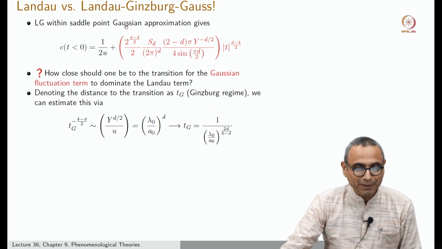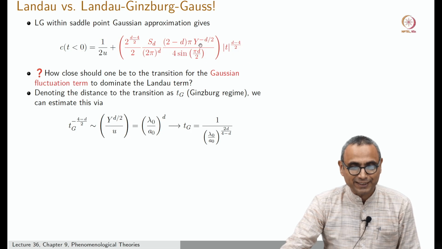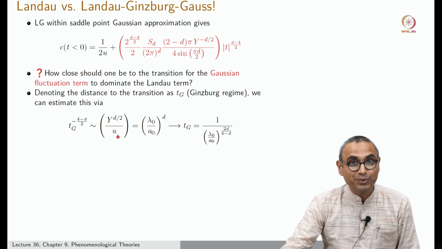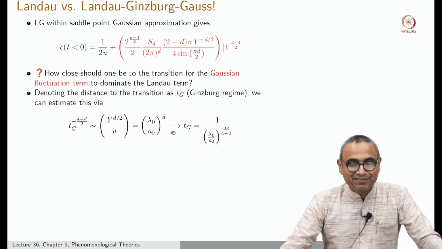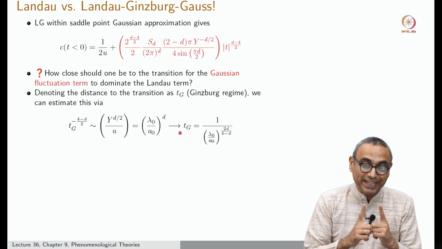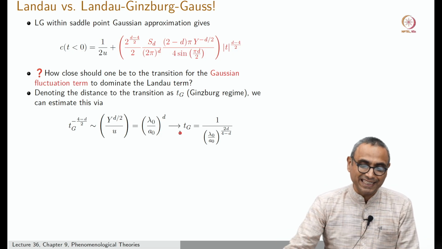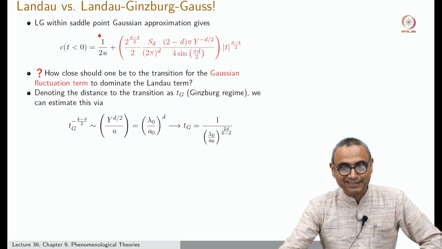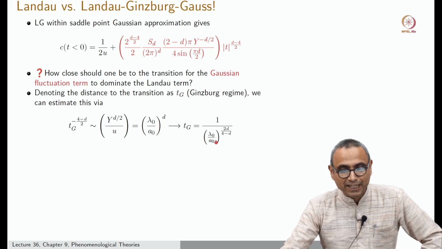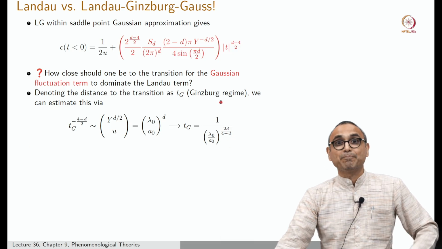You can show simply by looking at this, taking this to the left side, and taking magnitudes on both sides, that t_g to the (4 minus d) by 2 goes as y to the d by 2 by u, which based on our discussions of the previous slide goes as lambda naught by a naught to the power d. This tells us that the Ginzburg window t_g, for us to see the fluctuations dominating the Landau piece, will go as 1 by lambda naught by a naught to the power 2d by (4 minus d). Okay. So, in doing this calculation I am making estimates.